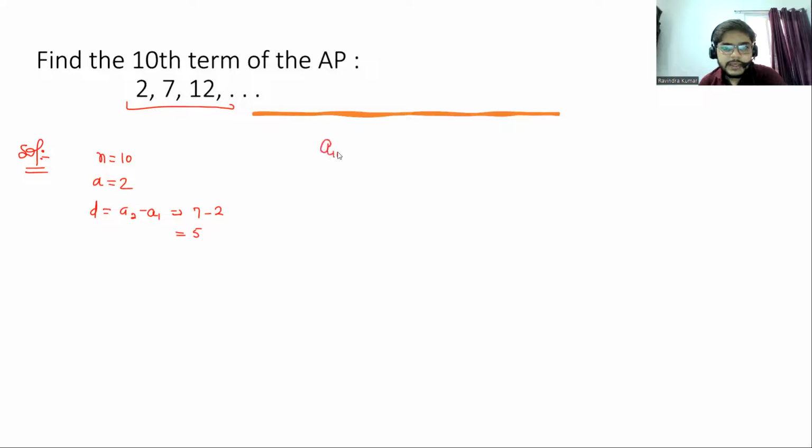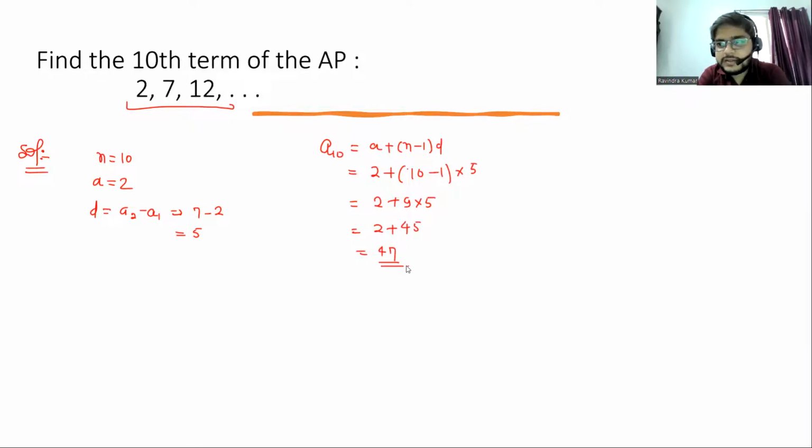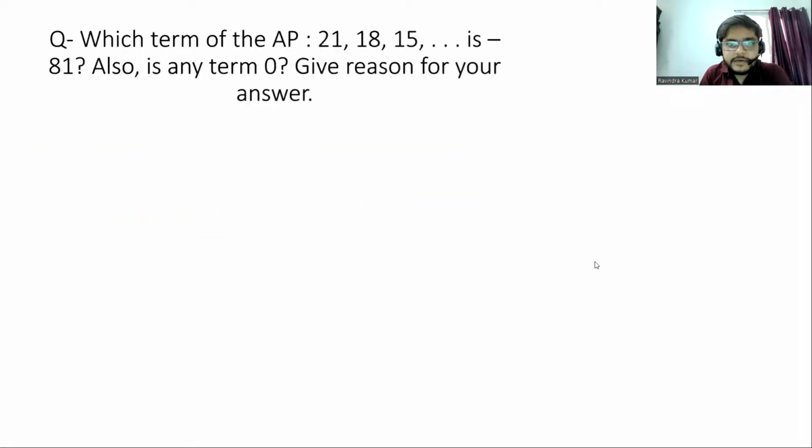So a10 is equal to a plus (n minus 1)d. So a10 is equal to a, that is 2, plus n, the number of terms, 10 minus 1. What is d here? It is 5. So it will be 2 plus 9 into 5, that is 2 plus 45. So our final answer is 47. Got it? Easy to understand? Yes, it is very easy. Okay. So if it is easy and you understand it, let's solve this one.